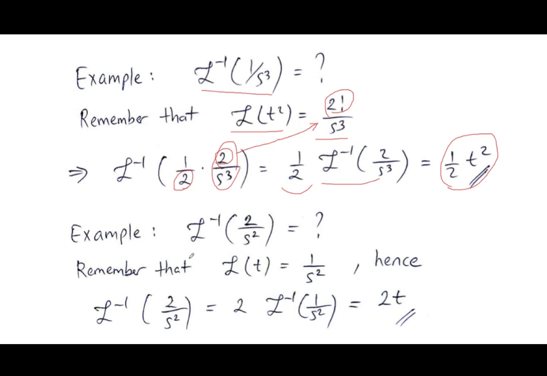Here's another similar example where we want to find the inverse Laplace transform of 2 over s squared. And from our previous knowledge, we know that the Laplace transform of t equals 1 over s squared. Therefore, the inverse Laplace transform of 1 over s squared is actually equal to t. But we can take out this coefficient, so that gives us 2 times t.